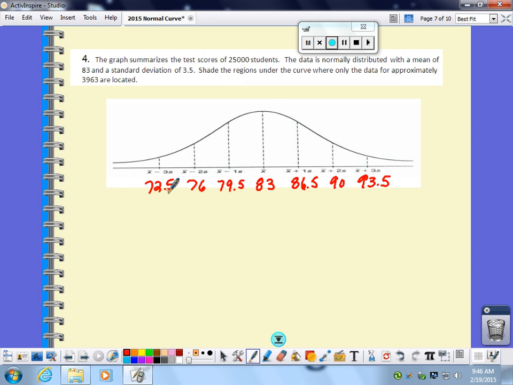Shade the region in the curve where only the data for approximately 3,963 are located. All right, let's go ahead and put in our percentages. Remember, those are locked in because we have a normal curve. By telling us it's normally distributed, that locks in these numbers. And hopefully you've already memorized them, because like I said, if you write them each time, it kind of forces you to memorize the numbers.